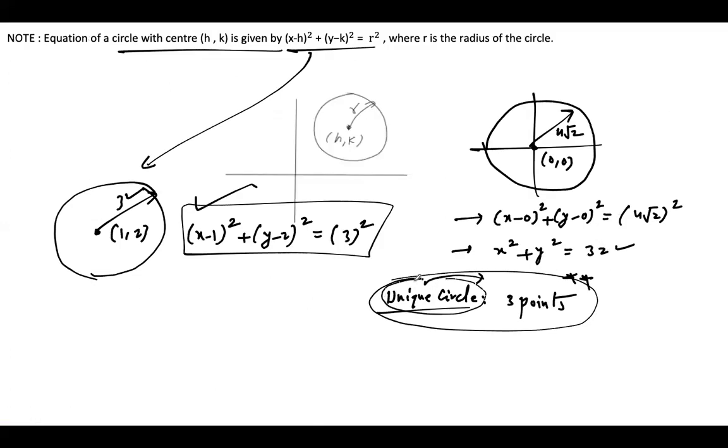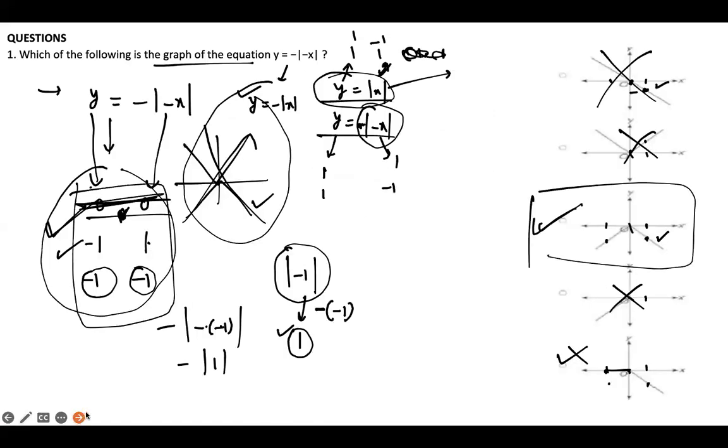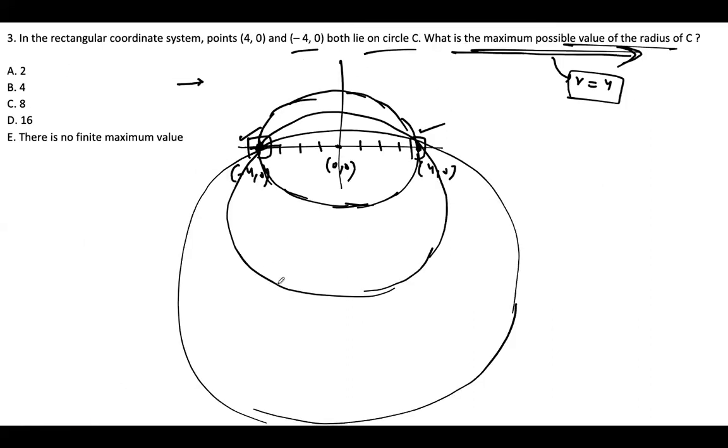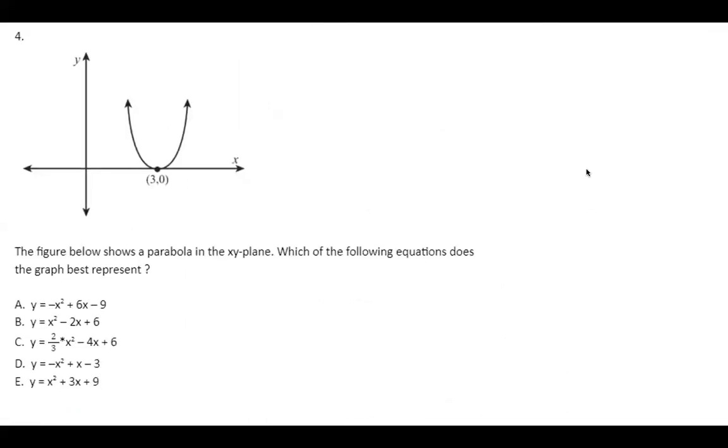In order to have a unique circle, you need at least how many points? 3 points. But if you have only 2 points, will you get a unique circle? No. So how many values of radius are possible? Infinite. So what is the maximum possible value? There's no finite maximum value. It could be anything. Option B. So this was a conceptual question also. Coming to the graphs, this is important.